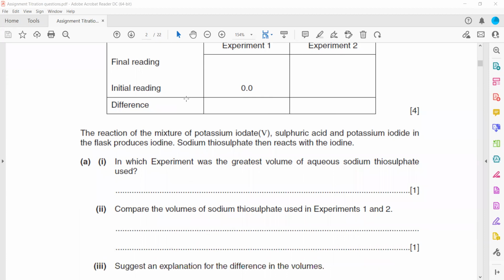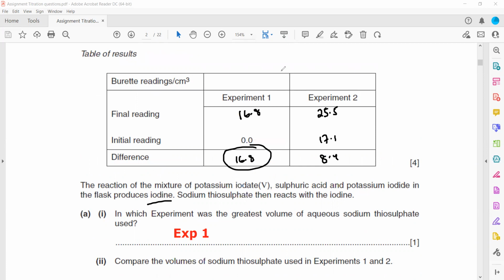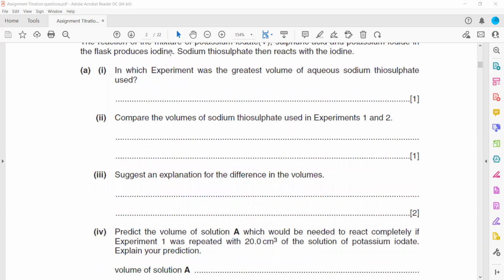Then compare the volume. How do we compare the volume? We just have to take the ratio when we are comparing. So what is the ratio between 16.8 and 8.4? When we divide both of them by 8.4, it will be 2:1. So how do we write the answer here? We'll mention that the volume used in experiment 1 is twice compared to experiment 2.